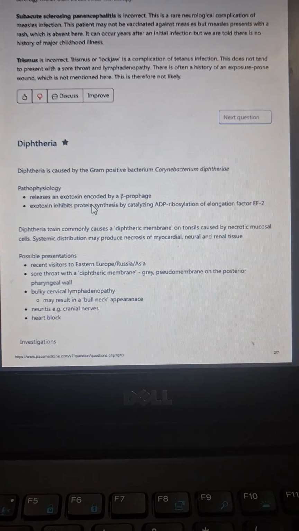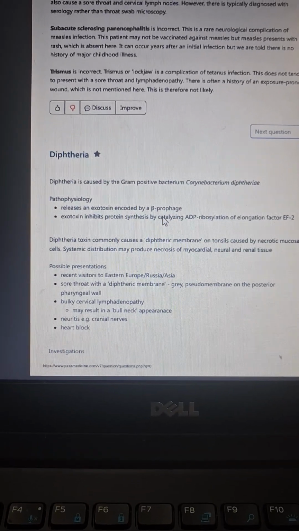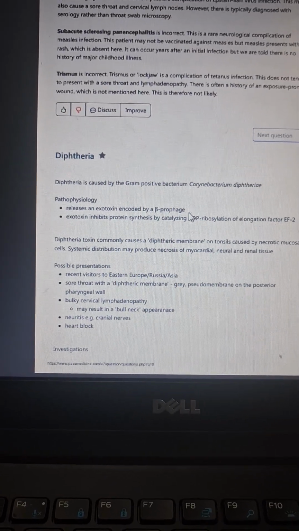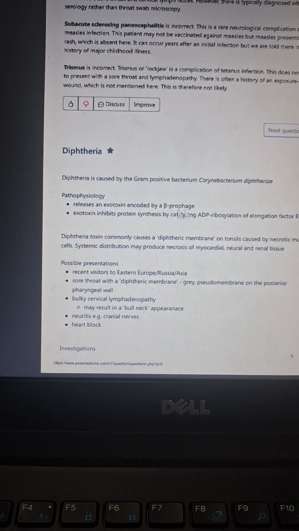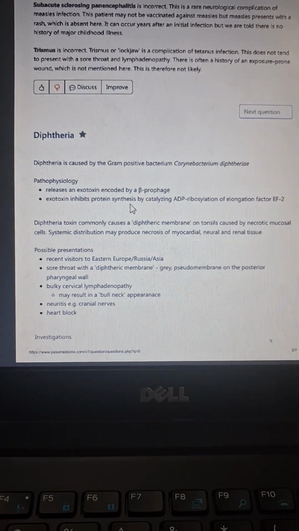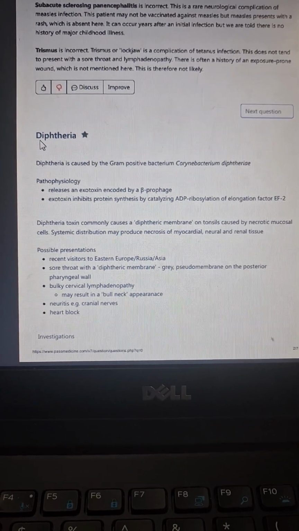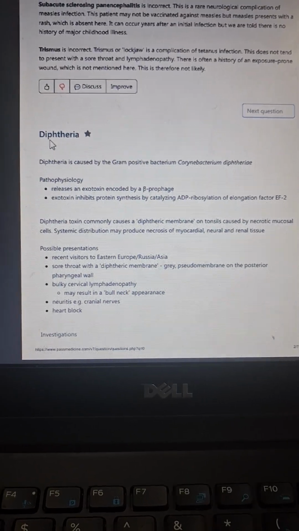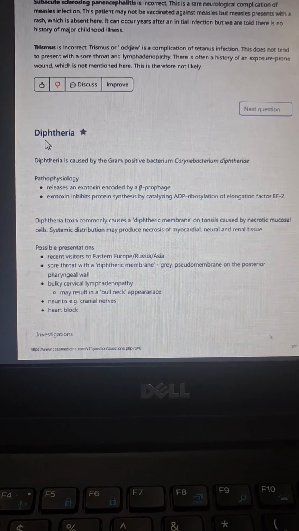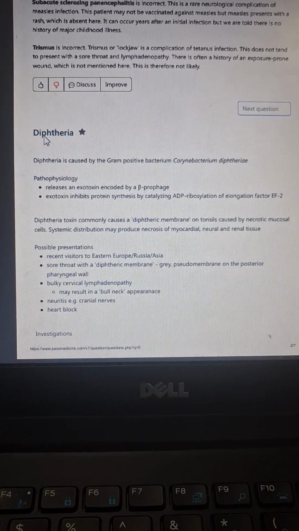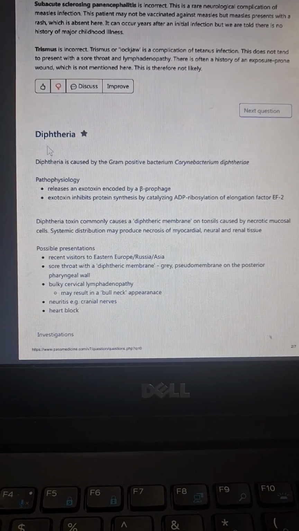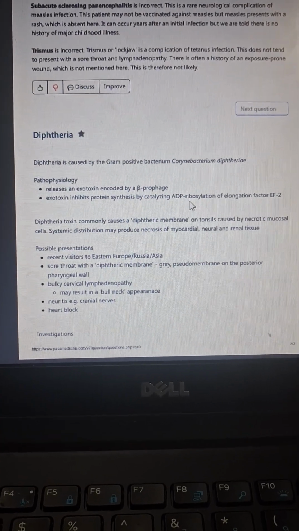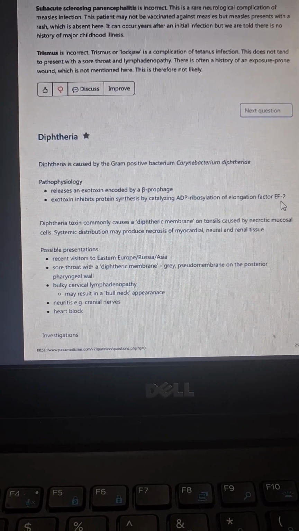exotoxin encoded by beta prophage. I always remember this by D, P and D, B. So B for beta prophage, okay? And the exotoxin inhibits protein synthesis, again P. So beta prophage, gram positive bacteria, releases an exotoxin encoded by a beta, again P for prophage, and the exotoxin inhibits P for protein synthesis by ADP ribosylation of elongation factor EF2.